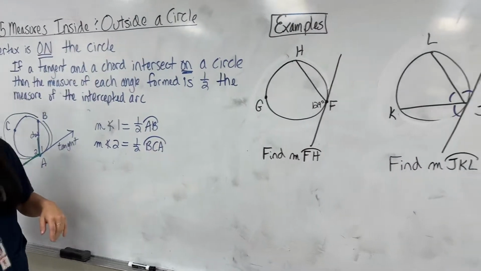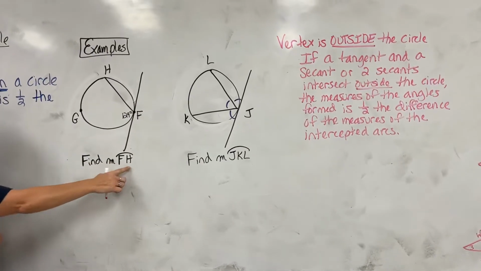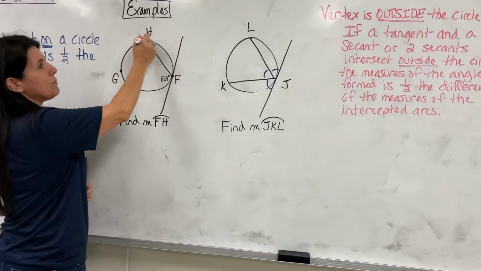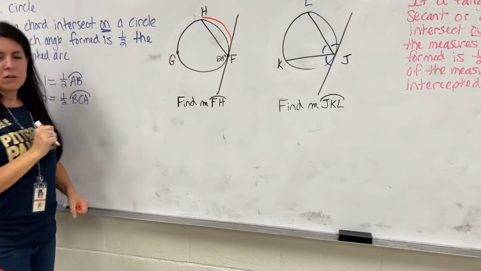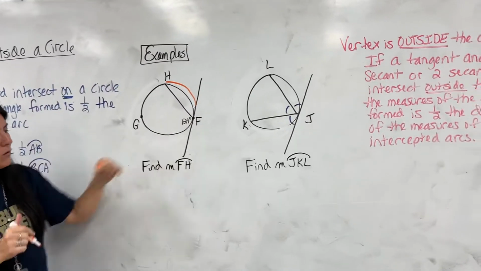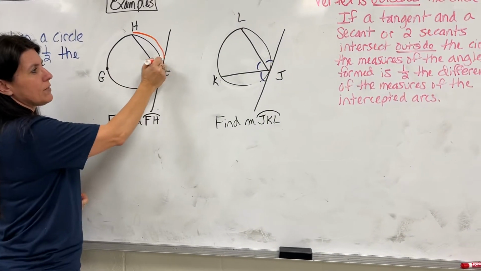So let's look at some examples. The first one asks you to find the measurement of FH. Remember that M means we're looking for degrees. So we're looking for the measurement of this arc. The first thing we need to do is look at this intersection here. We have two angles. 129 is this angle here. What's the measurement of this angle here?